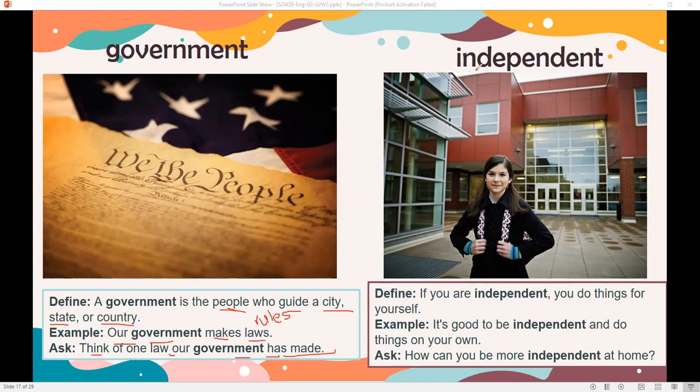Here I have the word independent. I think you're familiar with this word from our grammar lesson, right? Independent sentence. If you are independent, it means you do things for yourself. You don't need anyone to depend on. You are an independent person. For example, it's good to be independent and do things on your own. How can you be more independent at home? Maybe having your own room, for example.